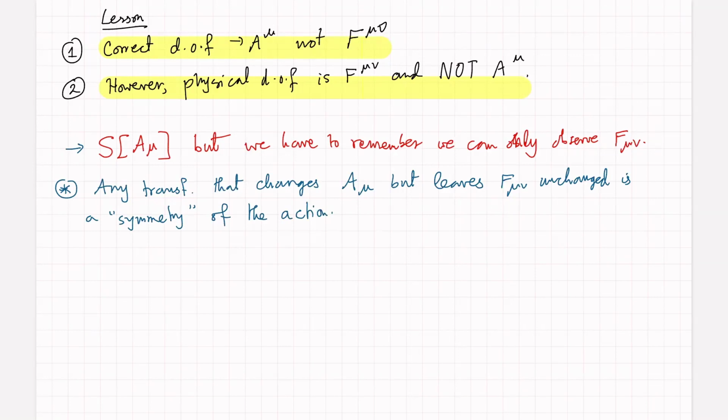So logically, this has to be something that we allow, since we are expressing the action as a functional of A, but we are claiming that all experiments are only sensitive to F, not A directly. Therefore, any transformation, if such a transformation exists, which can change A but does not change F mu nu, has to be allowed as a symmetry of this action. Is this point clear?